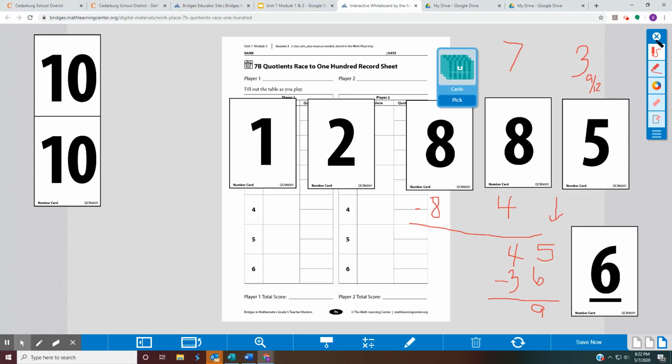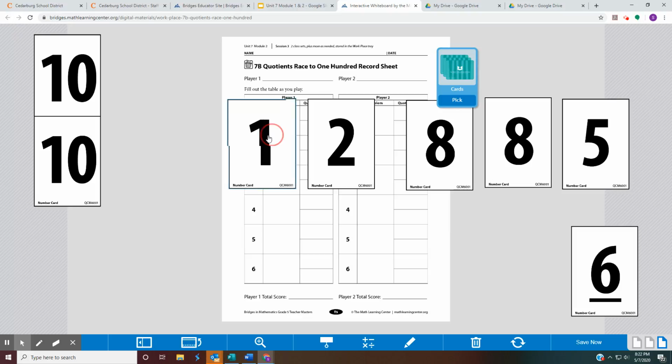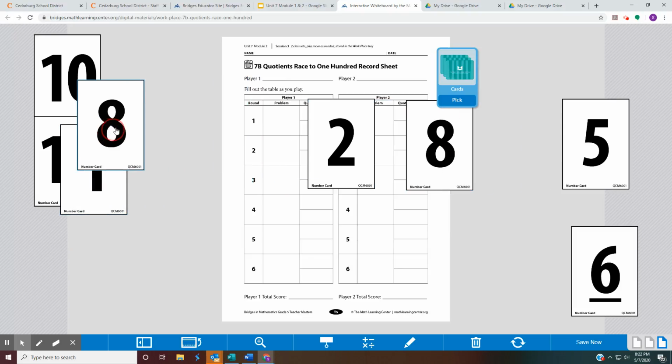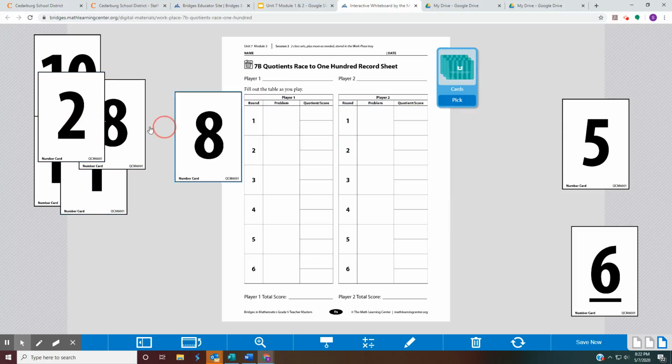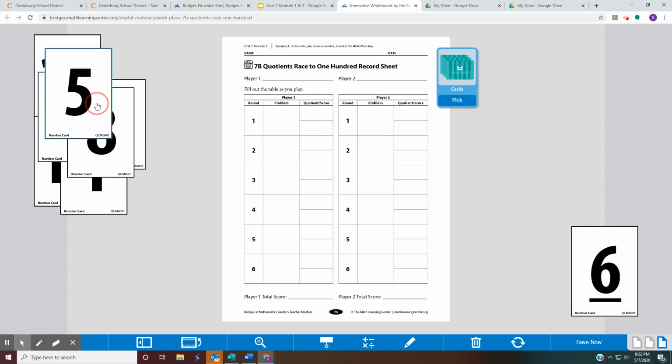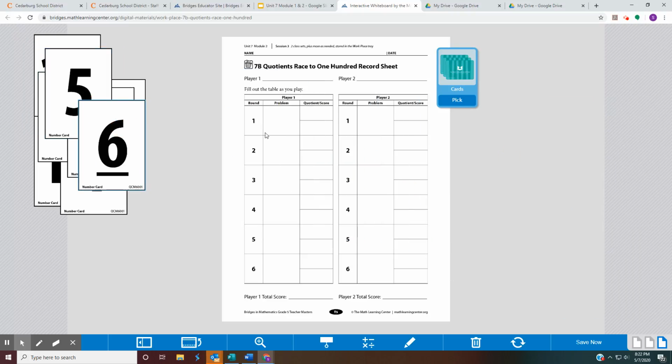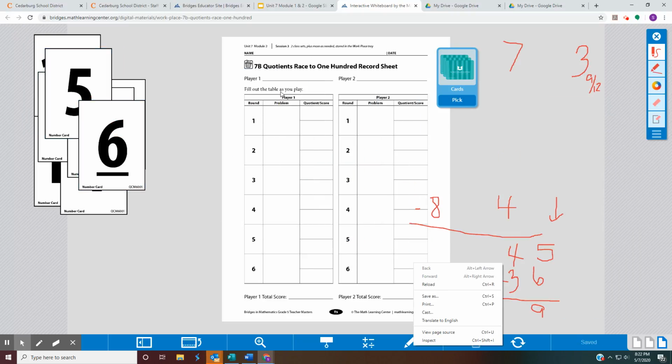Ah, lucky me. Look at that. I almost got my 100 points already, right? So I'm going to write my problem down. I had 12. No, I had 885.